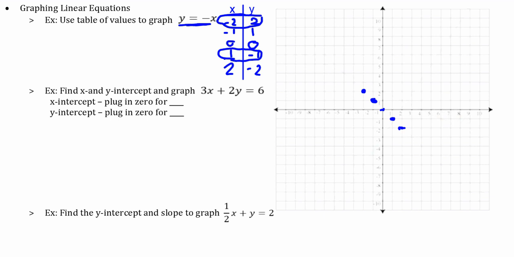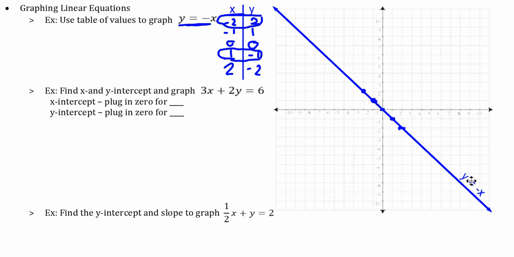So I can keep proceeding in this direction, or I can just go ahead and connect all of these points with a straight line. And so here's my line, and we are going to be graphing a few lines on this set of axes here. So I want to make sure I label this as well. So this is my line y equals -x.